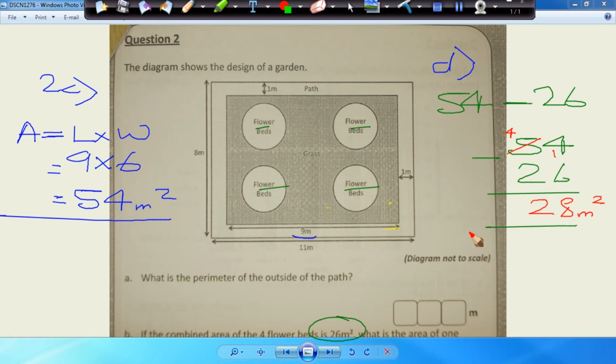Okay. Now, I'm going to read again to you question E. It says, what is the ratio of the area of the grass to the area of the flower beds? Okay, where are we going to do E? I'm going to rub this part of here and do E over here on this side.